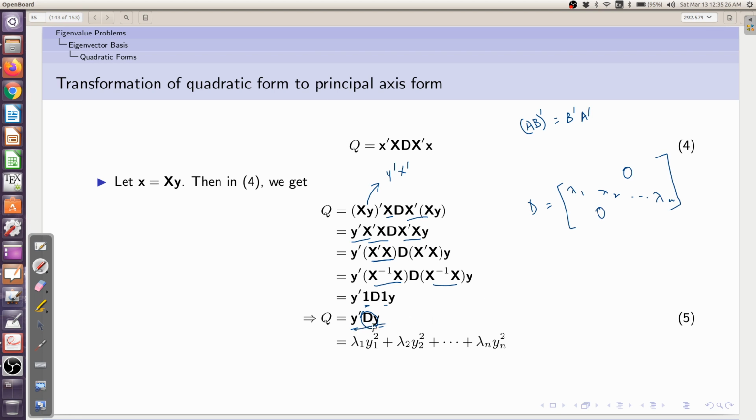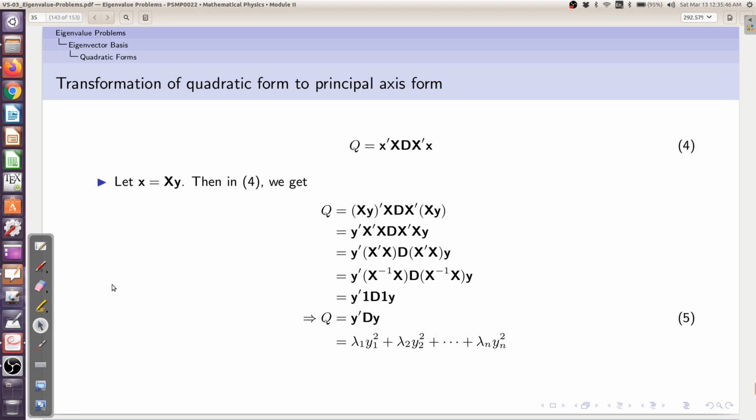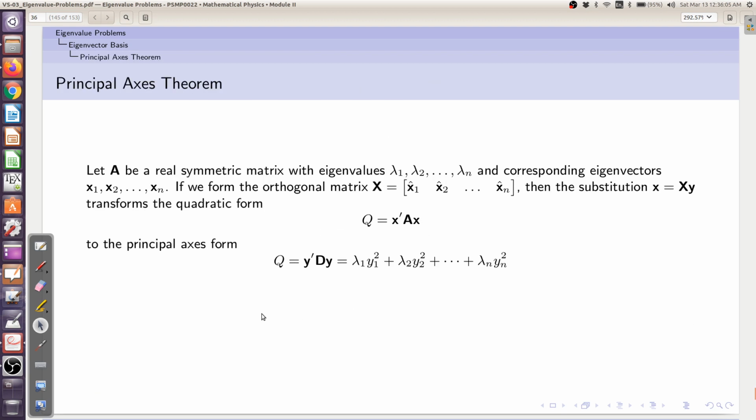So when you open this up, you will only get lambda 1 y1 square, lambda 2 y2 square, and so on. You will only get the squares of these individual quantities, so you will not get any cross terms. The form becomes much simpler. Earlier the number of terms was n squared, but with a diagonal matrix, instead of n squared terms, it will now have only n terms. So in equation number 5, there are no cross terms.